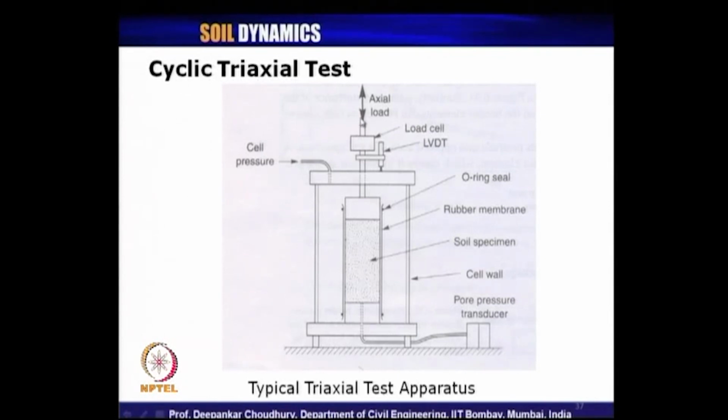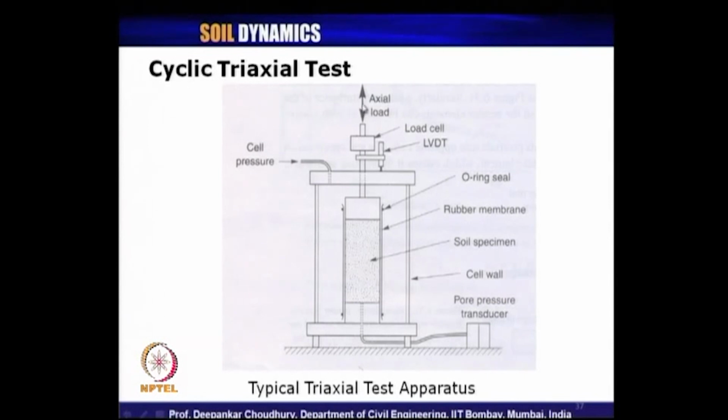The major difference is the deviatoric stress that we apply. In the static case, it is in one direction only, of course, but in a cyclic test it will be cyclic in nature like this. So, that is the major difference between a static triaxial test and a cyclic triaxial test.